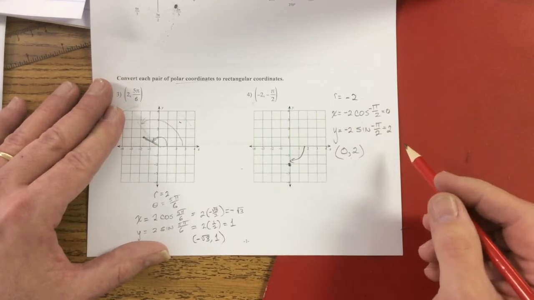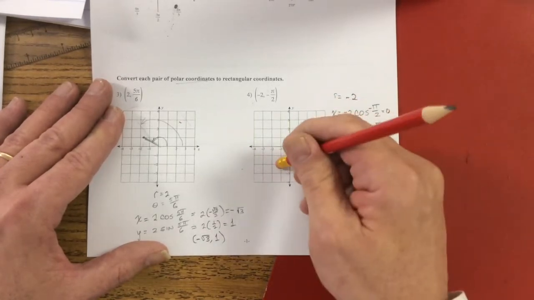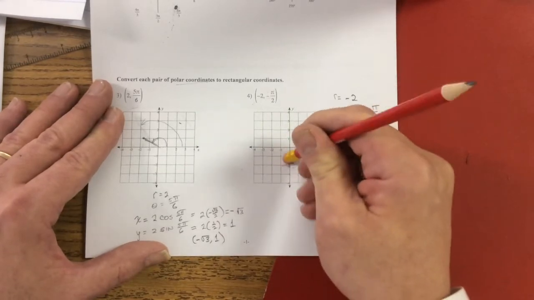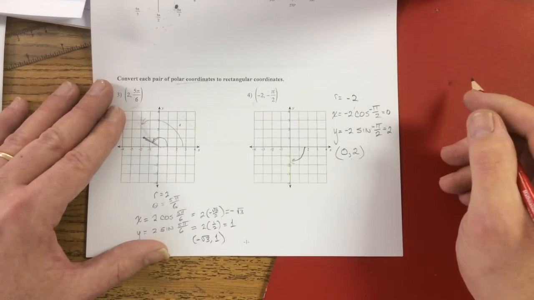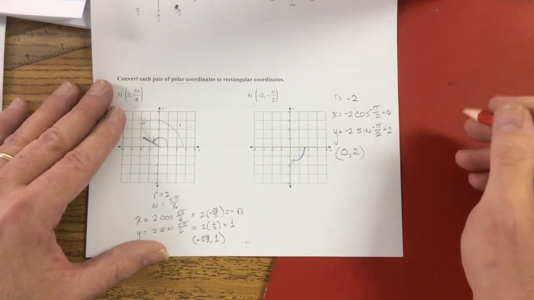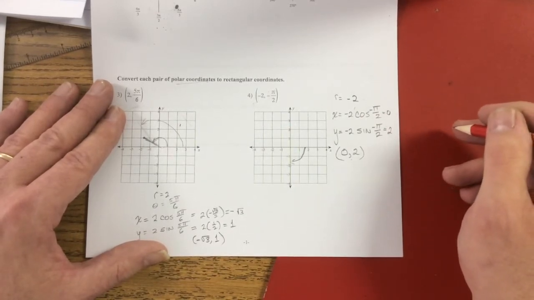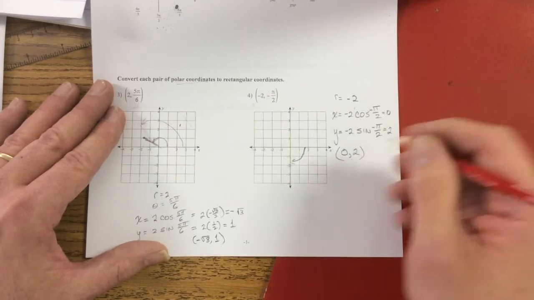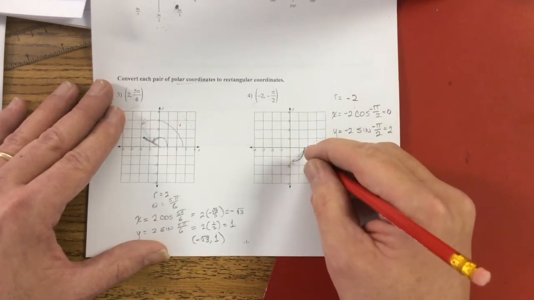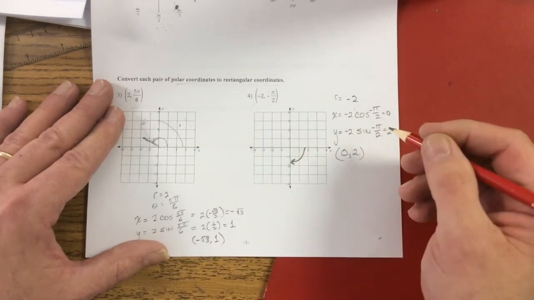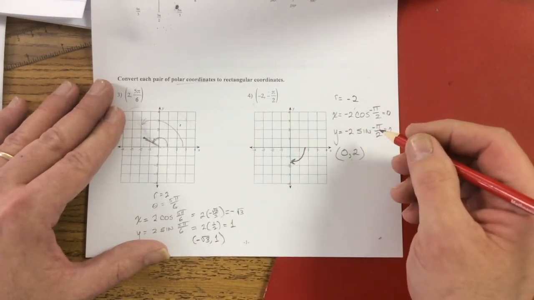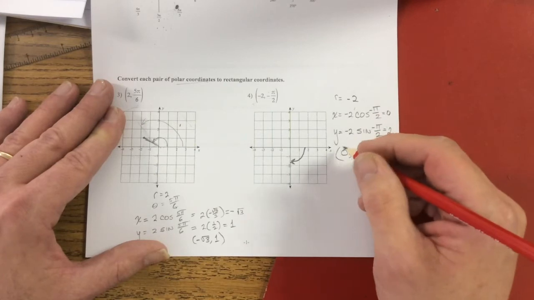-2. What happened there? What happened? Why didn't that work? What did I do? It's a common mistake, and it's something you should be wary of. All right? Negative pi over 2 brings me down to here. What was r? -2.